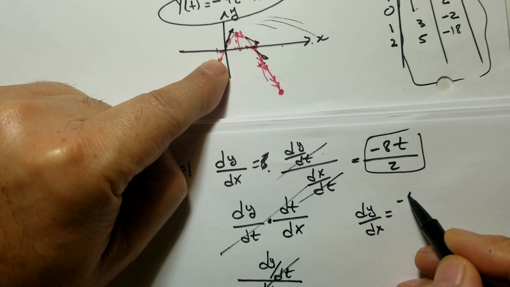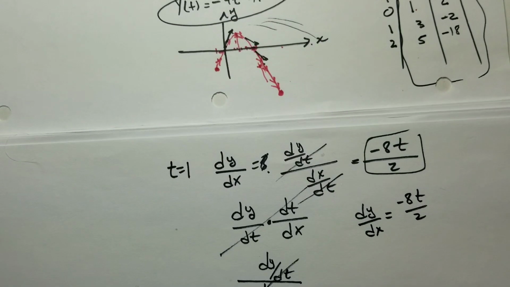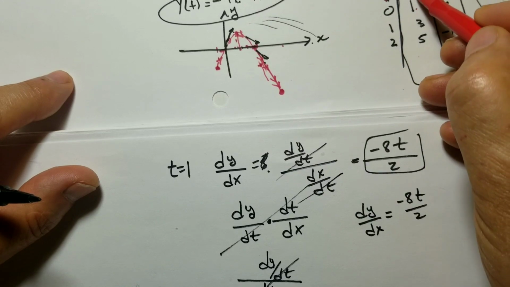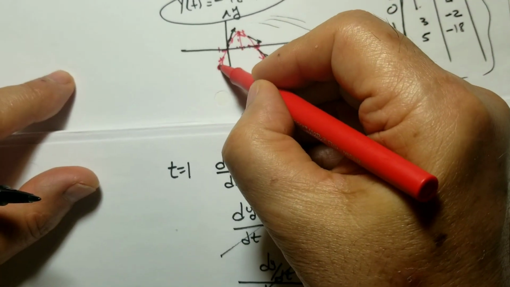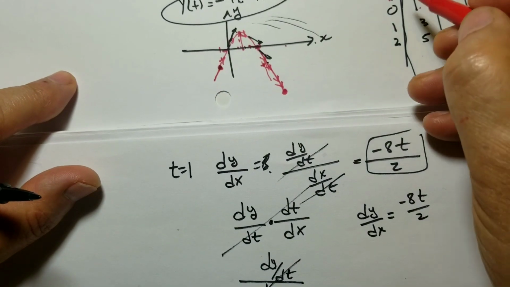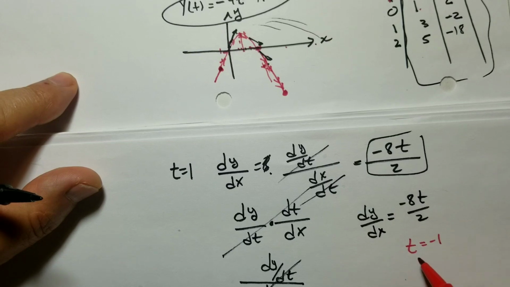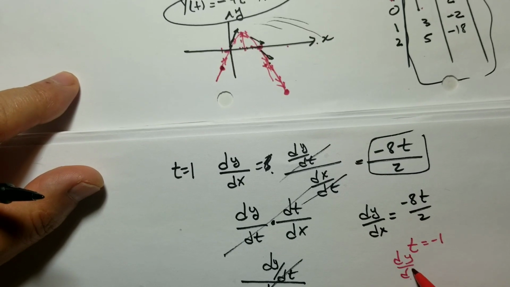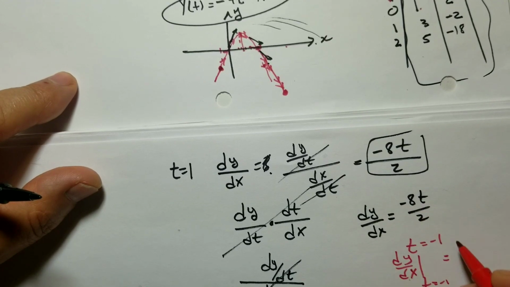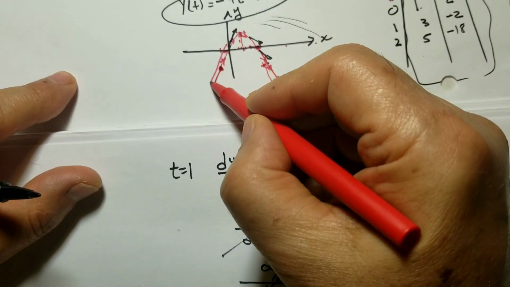At any t value, okay, in here when the t was negative 1, your x is negative 1 and negative 2. And if I make my t negative 1 here, my slope of a tangent line at that point is negative 4. Means you have a falling line here.